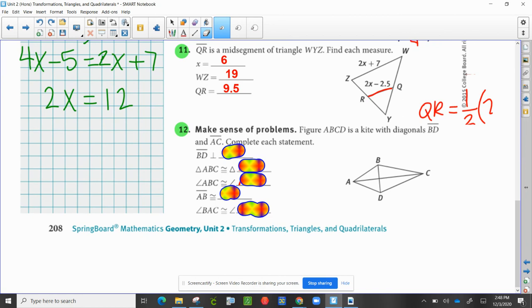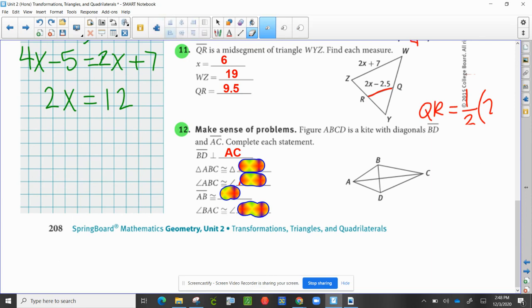Figure ABCD is a kite with diagonals BD and AC. So let's fill in the rest of this problem. So if we have BD, we know that that's perpendicular to the other diagonal. So that means it's perpendicular to AC. Remember, your diagonals cut your kite into two congruent triangles.